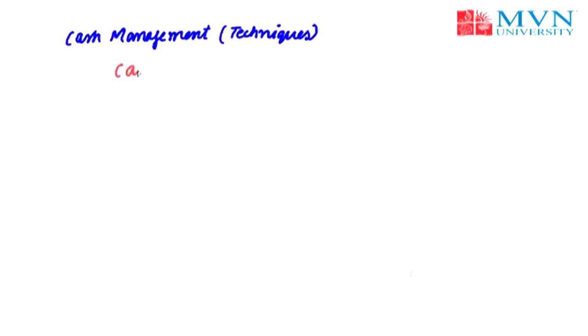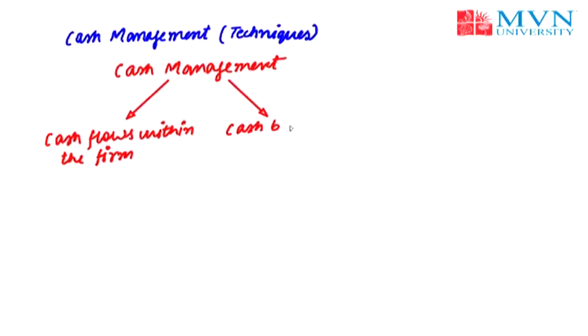Today we are going to discuss a topic of financial management, and that topic is cash management and the techniques of cash management. Cash management has assumed importance because it is the most significant of all the current assets. It is required to meet business obligations and it is unproductive when not in use. Cash management usually deals with cash flows within the firm and the cash balance held by the firm at a point of time.